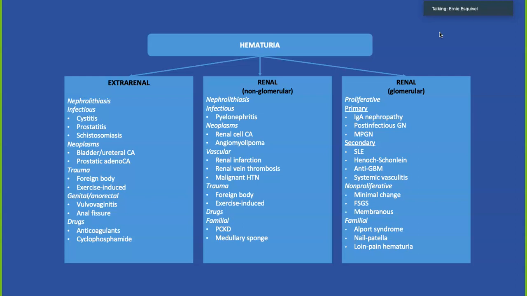On the other hand, when we think about renal non-glomerular causes versus glomerular causes, one of the things that's common to them is family history. So this is something we need to ask about. Drugs are also something to ask about for patients with hematuria. So we're going to now cover some of the most important illness scripts in the upcoming slides.